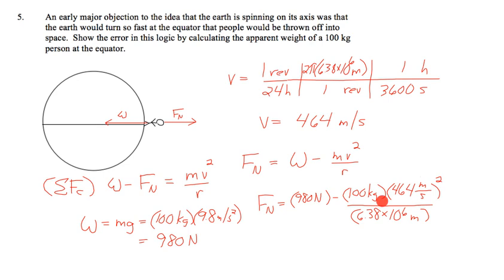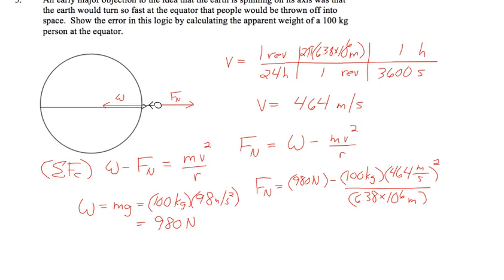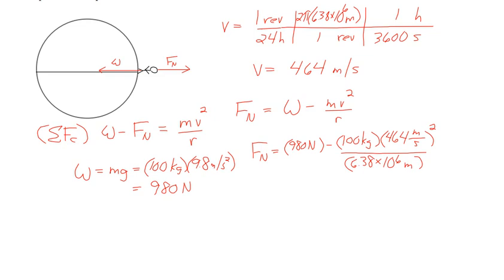So I'll be subtracting newtons from newtons, and that's going to give me the answer here, which, like I said, I think this part right here works out to be like 3.4 newtons. So if I subtract 3.4 from 980, I get 976.6 newtons. And if I round that to 3 significant digits, you get 977 newtons.